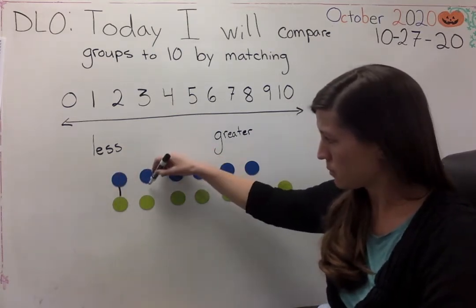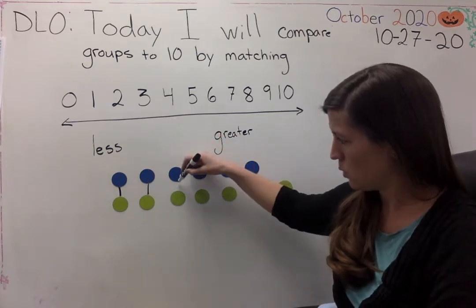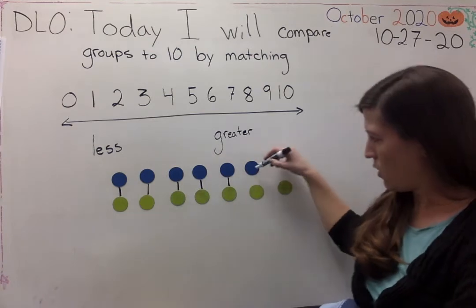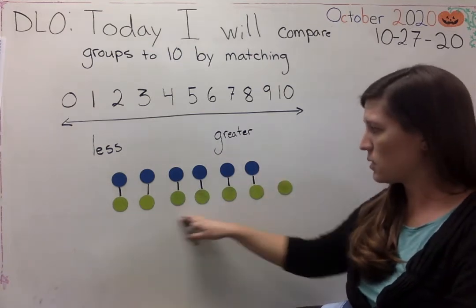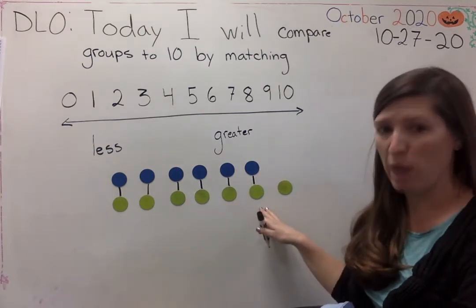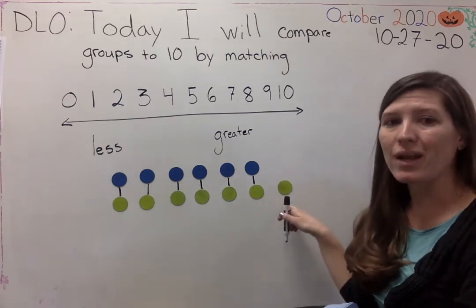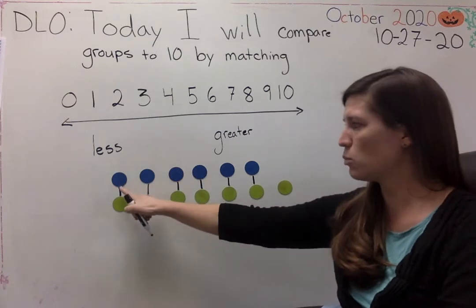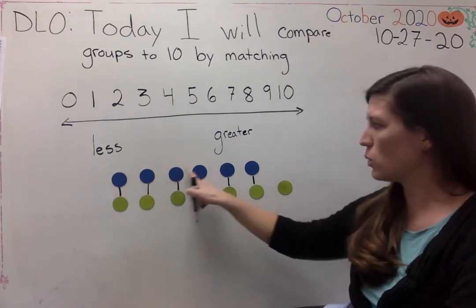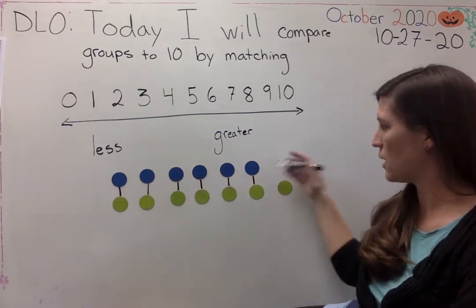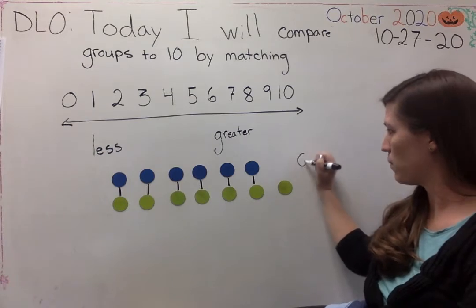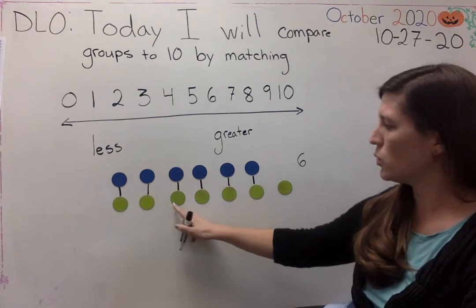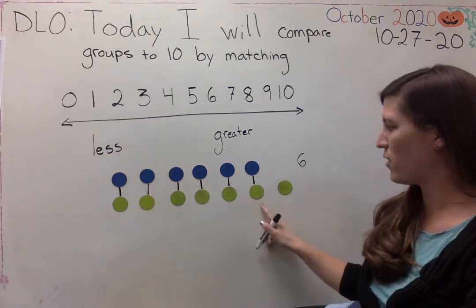1, 2, 3, 4, 5, 6. 6 of them have buddies. They each have a pair. This one does not. So let's count to see how many we have. Let's count the blue ones. 1, 2, 3, 4, 5, 6. I'm going to write 6 on top. Let's count the green ones. 1, 2, 3, 4, 5, 6, 7.